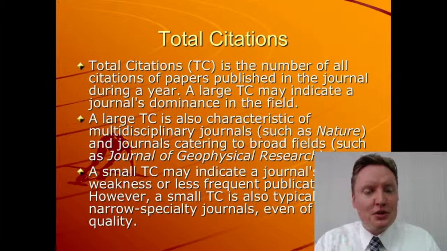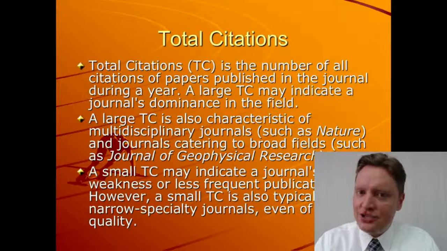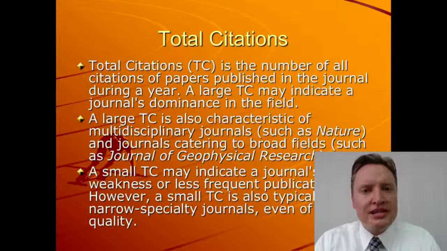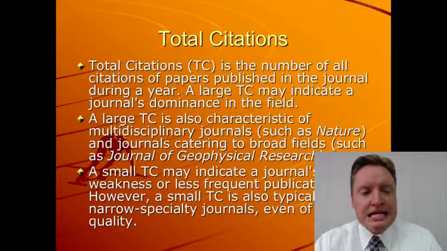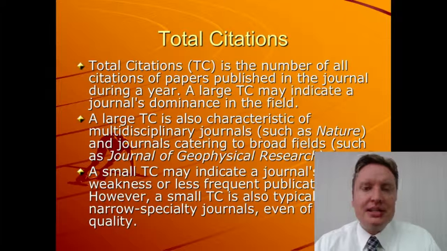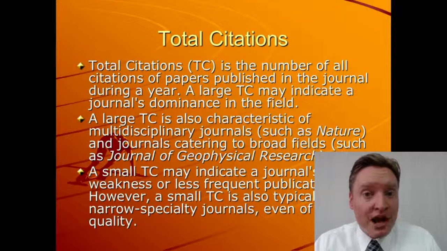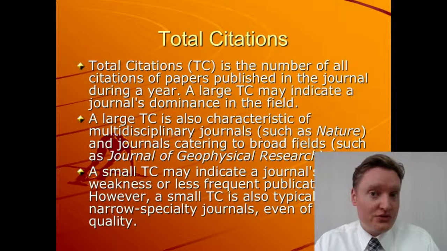The first number that we care about is called TC, or total citations. Total citations means how many times in 1 year one journal has been cited by other journals or by itself. A high TC, let's say a TC of 1,000, means that last year 1,000 other journals cited this journal in their articles.